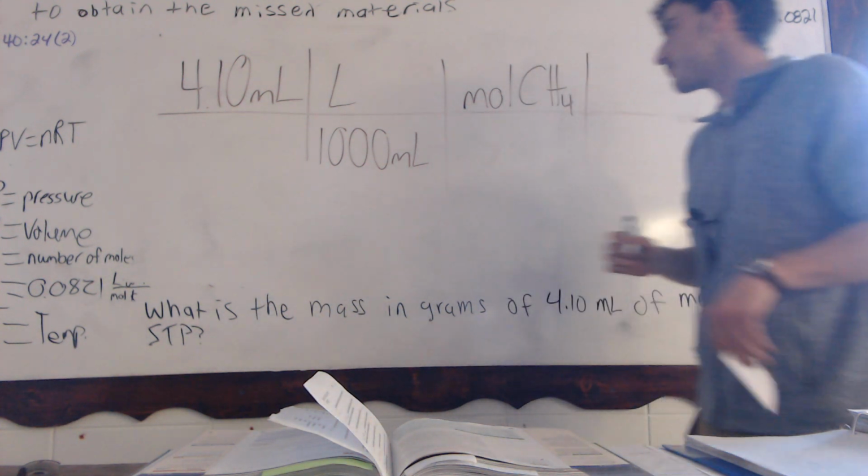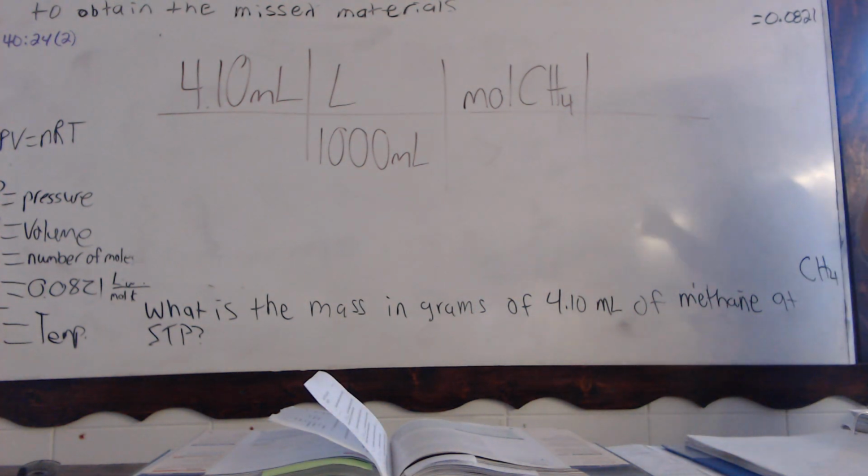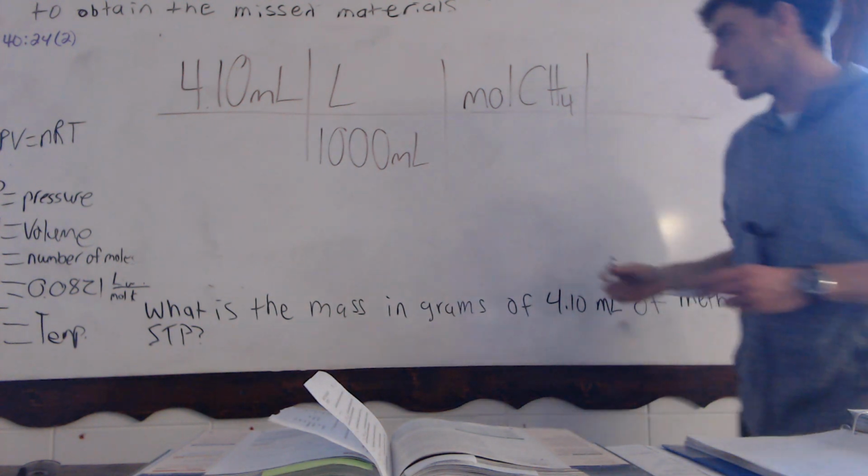Okay, so what's the number when you multiply the R times the Kelvin at STP? 22.41.